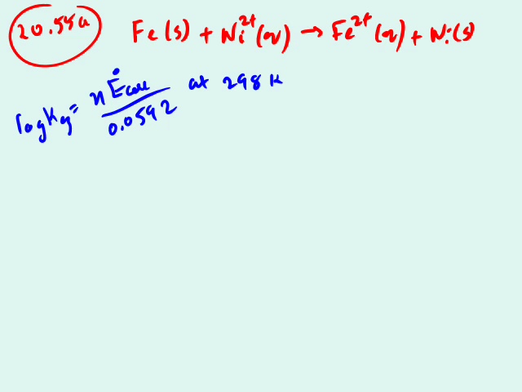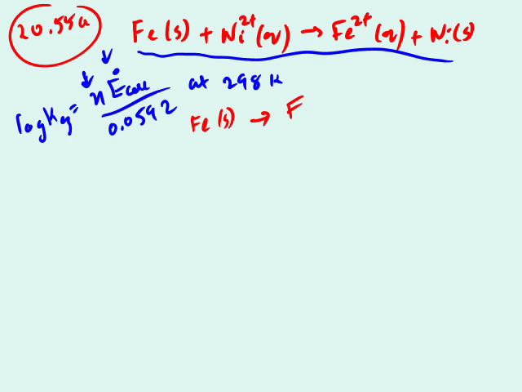In order to solve this, I need the n value. Remember the n value? What n means? Number of moles of electrons being transferred from one half cell to the other half cell. Secondly, I need the standard cell voltage. For both these pieces of information, I need to split this reaction into 2 half reactions. So let's do that. The first half reaction is Fe solid becoming Fe2 plus plus 2 electrons.